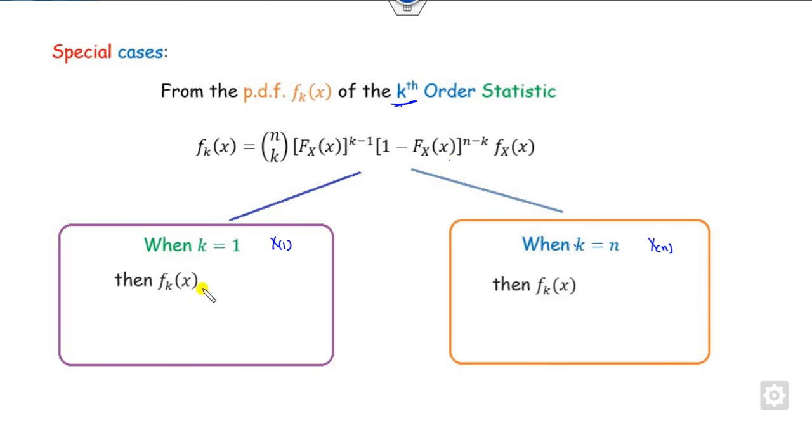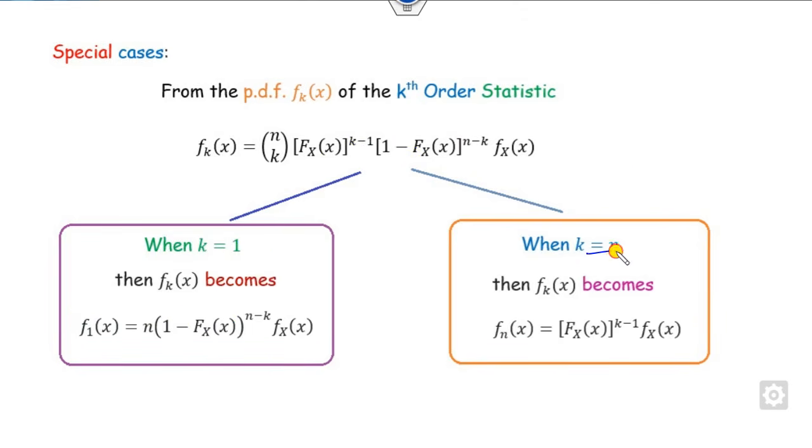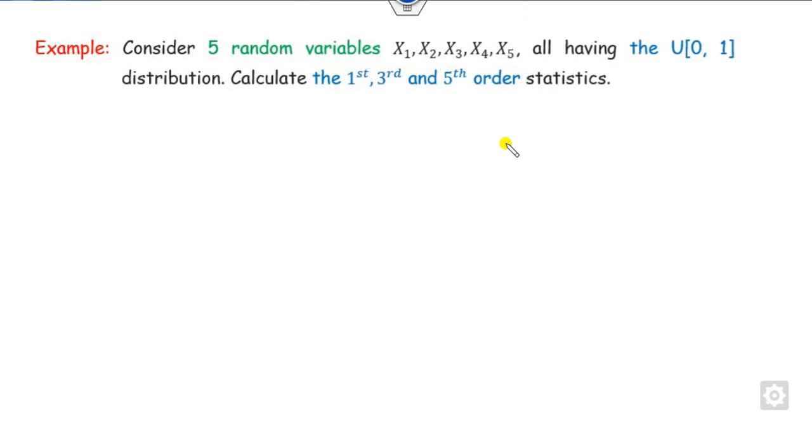So we already defined that. If k is equal to 1, what will happen? nCk is my n. If k is 1, it will be my 0. It will be n times (1 minus F(x)) raised to power n minus 1 times f(x). This is the PDF of X1, the smallest element. If you substitute the value k equal to n, n minus n is 0, and so on. So X1 and Xn are the special cases of this here.